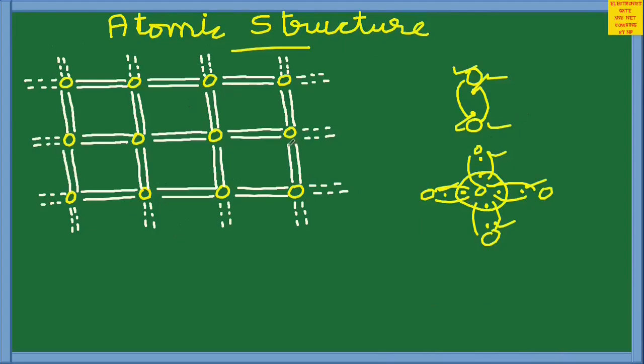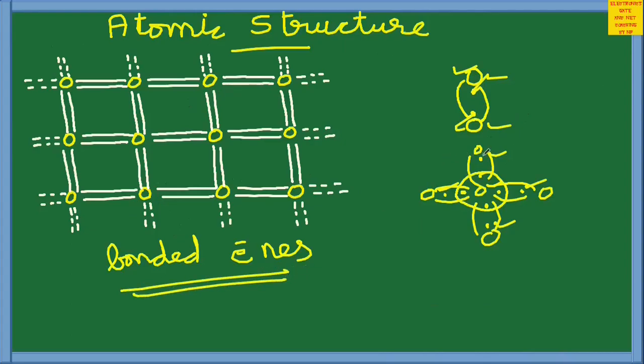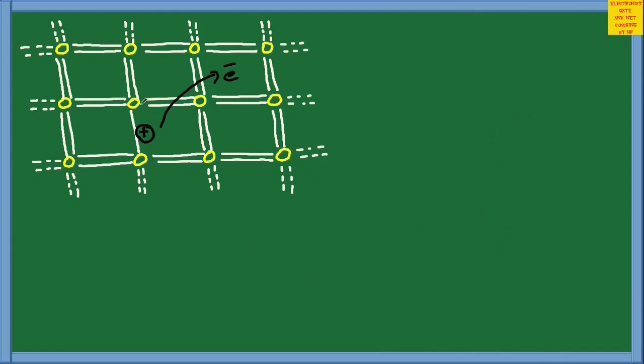Now the electrons that are shared in bonds are called bonded electrons. Okay, so this electron is a bonded electron, this electron is a bonded electron, and all these electrons are bonded electrons. Now what happens if an electron breaks the bond? To understand that, consider this figure. If any electron gets enough energy to break the bond, that electron will become a free electron. To break the bond, an electron needs additional energy, and if that energy is supplied to that electron, it will break the bond and it will become a free electron.